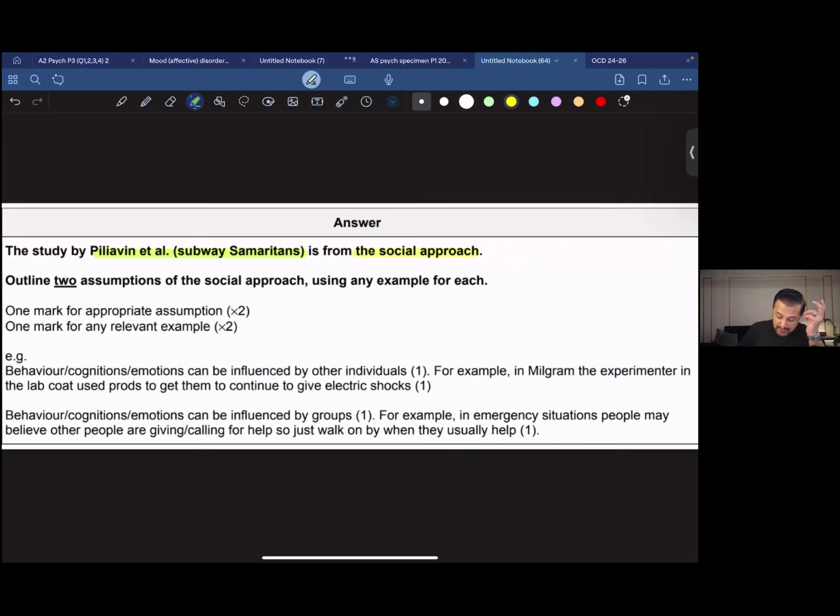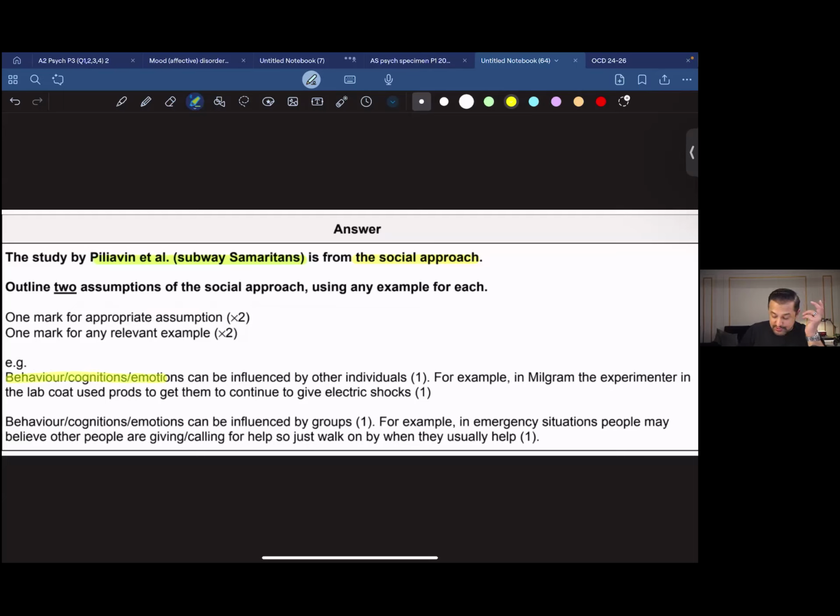Having a look at this, the behavior or cognitions or emotions can be influenced by another individual. For example, in Milgram, the experimenter in the lab coat used prods to get them to continue to give electric shocks. So here is how you receive the first mark, and here is how you receive the second mark. Another example that we could use over here could be behavior, cognitions, or emotions can be influenced by groups. For example, in an emergency situation, people may believe other people are giving or calling for help, so just walk on by when they usually help. So this is what could possibly be used. This is just a revision lesson. This is just to help you recall, to help you reconnect the issues and debates with the core studies.